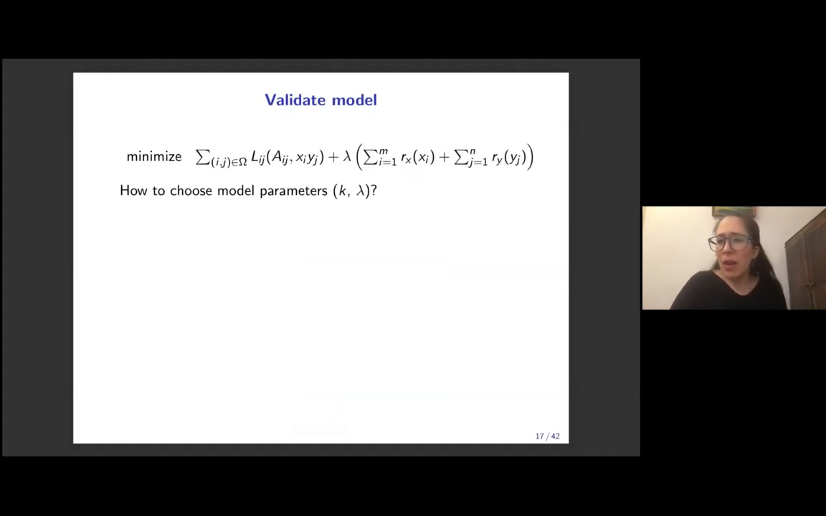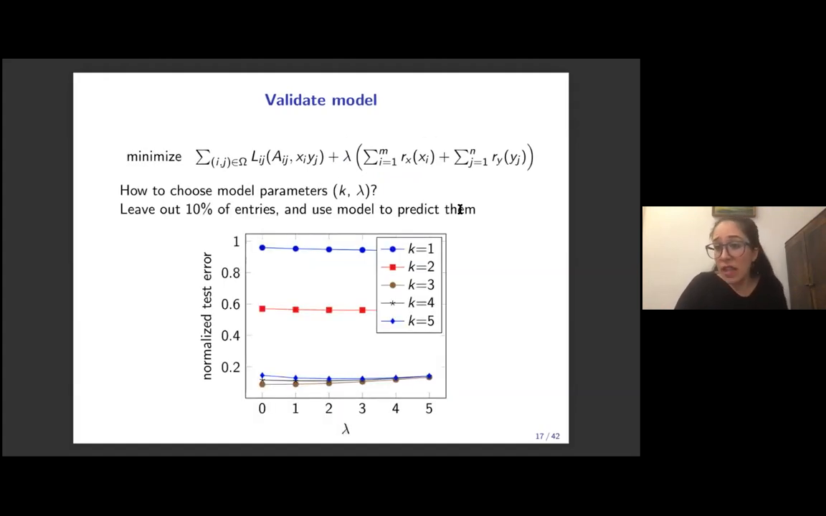Okay, so how do we validate the model? We've got some parameters to choose, things like the rank of the model K and the regularization parameter lambda. How do we choose those things? Well, a standard approach is 10% cross-validation: leave out 10% of the entries. Add extra missing entries into your data and use the model to predict them. This allows you to choose the model parameters that best predict your data.